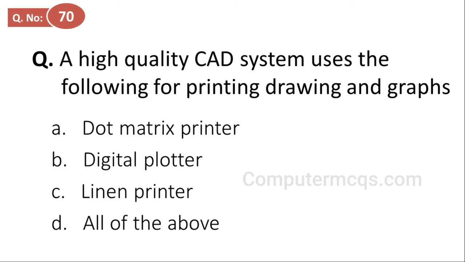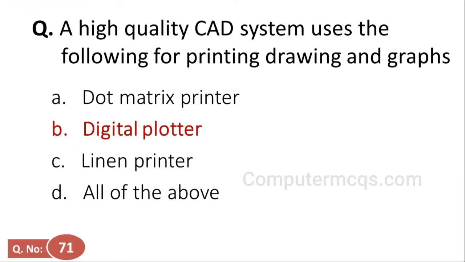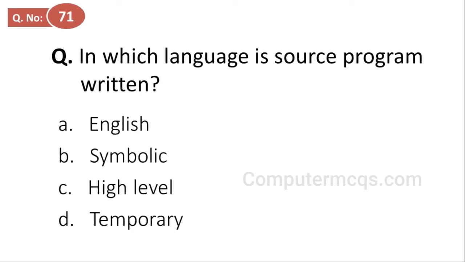A high quality CAD system uses the following for printing, drawing and graphs. Options are dot matrix printer, digital plotter, line printer, all of the above. And the correct answer is option B, digital plotter. In which language is source program written? Options are English, symbolic, high level, temporary. And the correct answer is option C, high level.